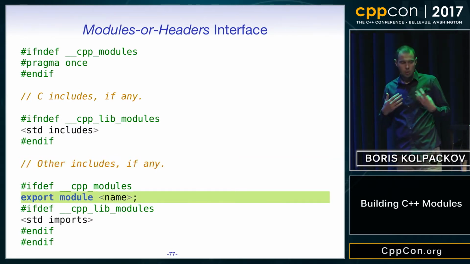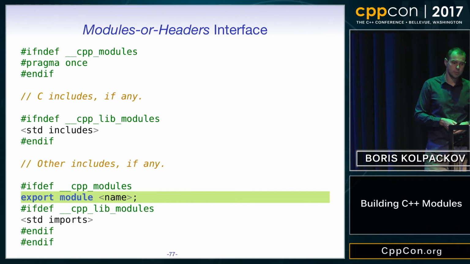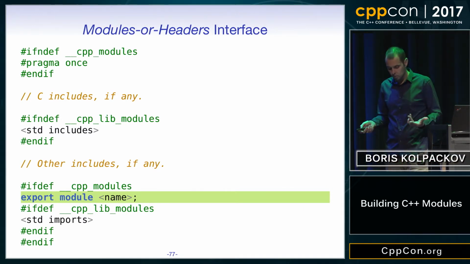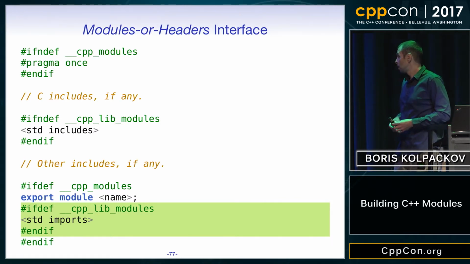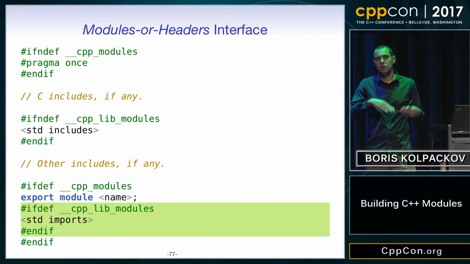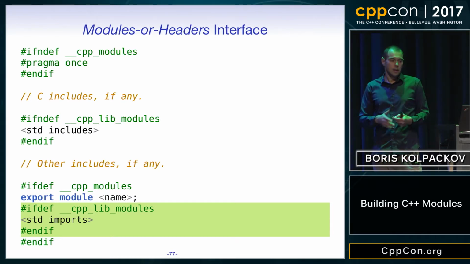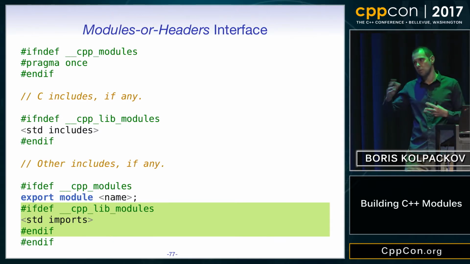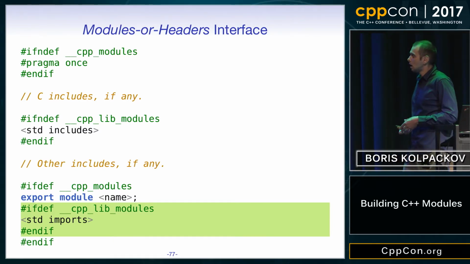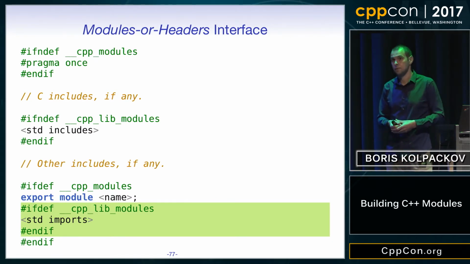Then we have a block for when we are actually in a modules mode. So we start the module preview. And then we have a block of imports for the modularized standard library. Now, you can probably arrange it a bit differently, probably shorter. The thing that we like about this approach is that it's linear. It doesn't have too many else blocks, too much nesting. It also will be fairly easy to clean up once we drop support for headers. Just basically remove blocks or remove ifdefs.